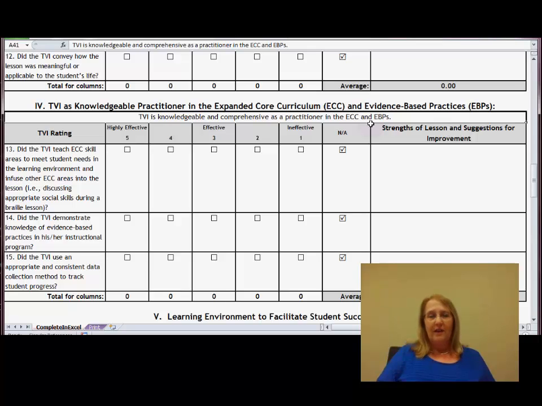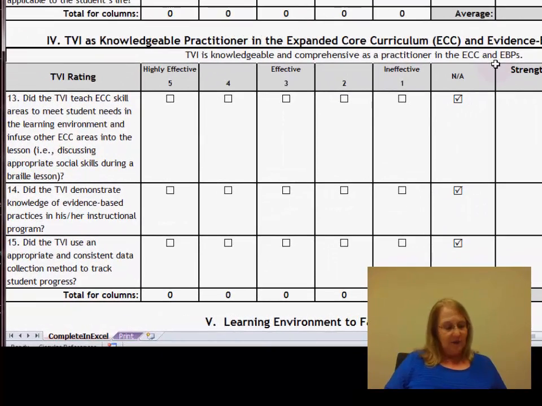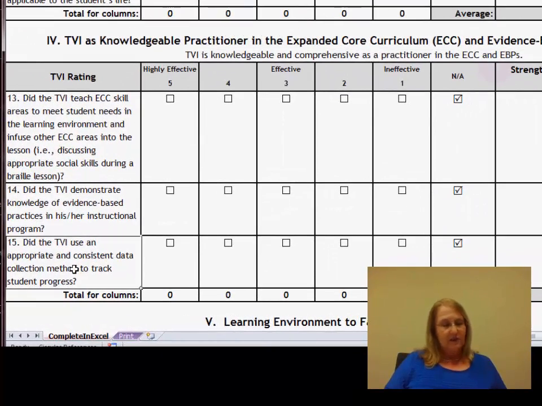This is an important area, and it's very unique to TVIs because nobody else does that except you, and the O&M specialist does also some of the ECC. But this scale is based on the ECC role that TVIs would do. So let's look at number 15. Did the TVI use an appropriate and consistent data collection method to track student progress?